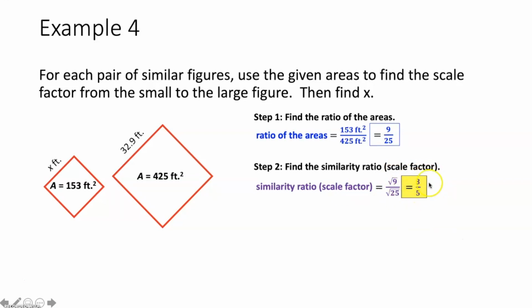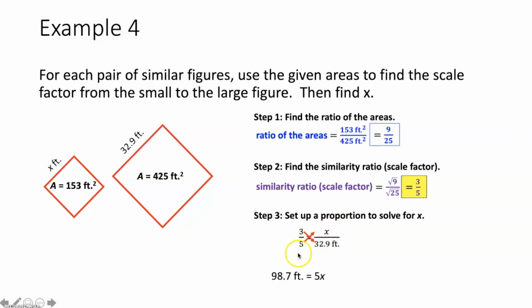Now what we can do is use this similarity ratio or scale factor in order to set up a proportion to solve for x. Remember, in a proportion, we have two ratios that are equal to each other. In one side of our proportion, we're going to have the similarity ratio or scale factor, 3 over 5. And that's going to be equal to the ratio of the corresponding side lengths, small over large. So it's going to be x over 32.9 feet. Now all we have to do is cross multiply, solve this proportion, and we'll find x.